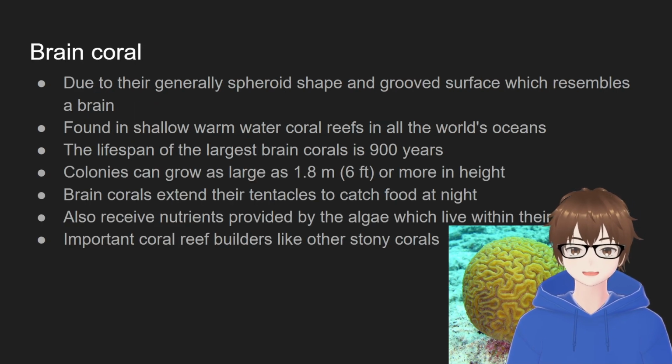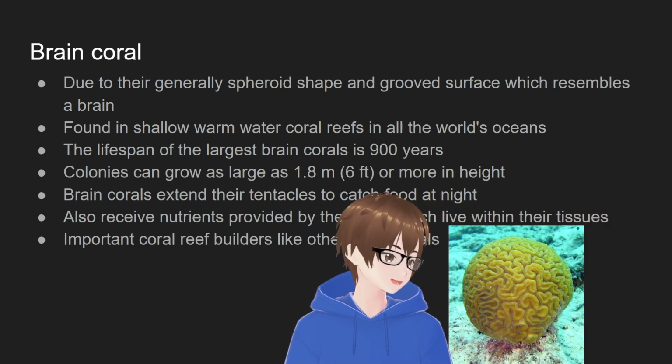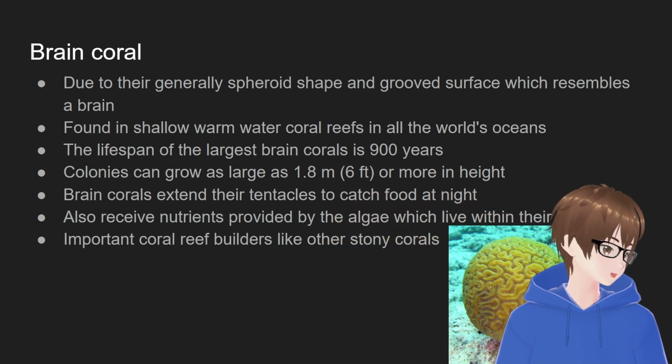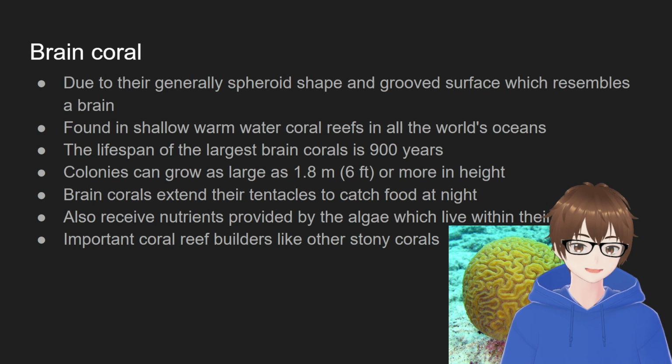So, what are some types of coral? One of my favorites is the brain coral. Brain coral looks pretty cool. As you can see, it looks kind of like a brain. This one is yellow, but they don't actually have to be particularly yellow. Due to their generally spheroid shape and grooved surface, this resembles a brain, like I said.